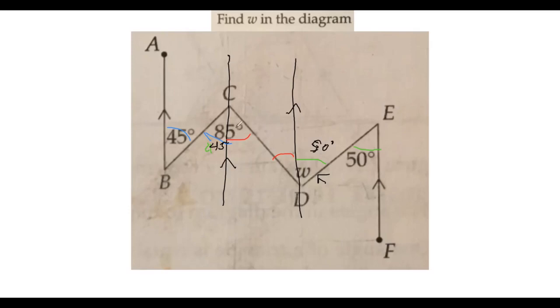Well, it's simply 85 minus 45, which is 40, because this angle C just got split into two angles. So they must add up to 85. 85 minus 45 is 40, and the right angles are equal. So this is also 40. And W is just 40 plus 50, which is 90 degrees.